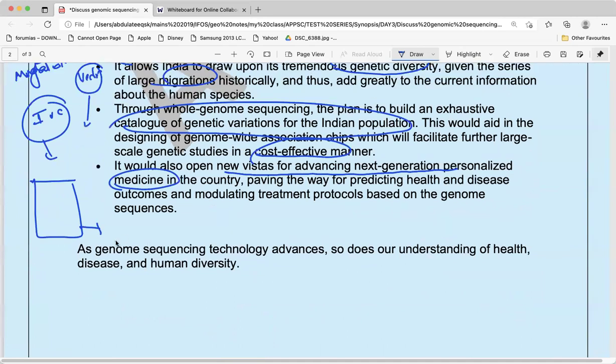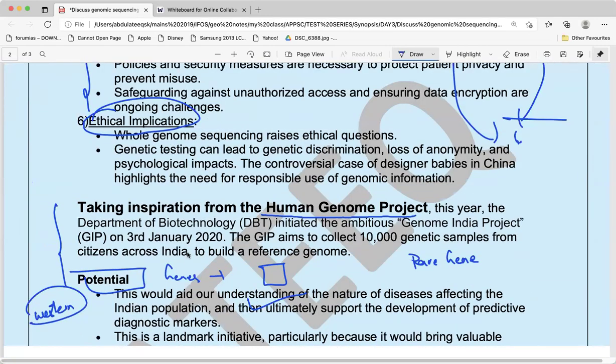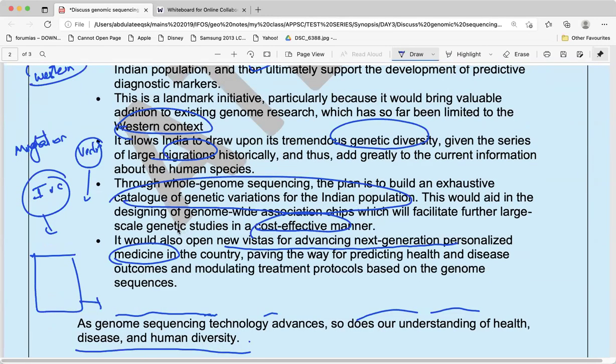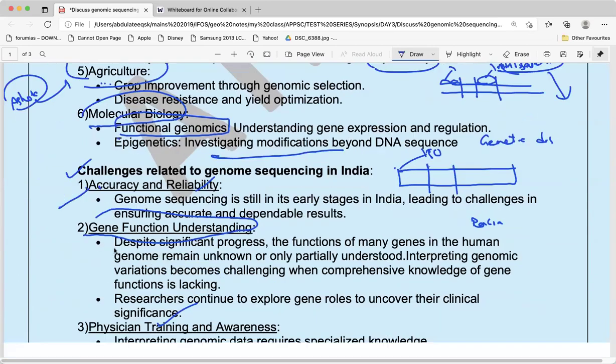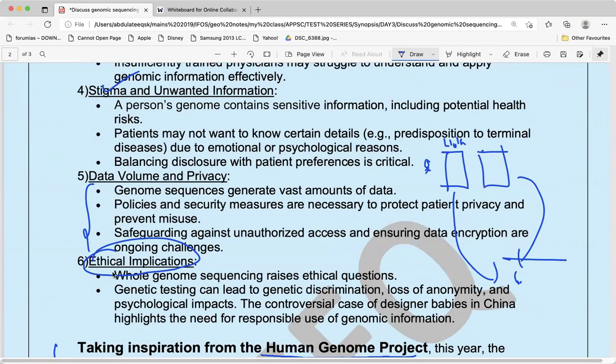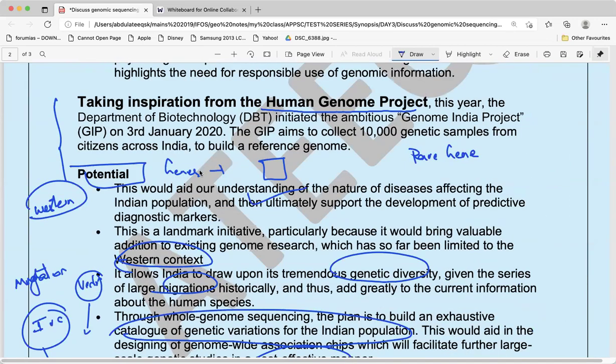So as genome sequencing technology advances, so does our understanding of health, disease, and human diversity. So it should be promoted, but at the same time, checks and balances have to be maintained. Now, see here, I have not written the challenges because it is not feasible for me. It is simply asking about the potential. Why should I go for the challenges and all? Simply write the potential and applications and challenges, and then I will move to the next question. I'll give the conclusion here.